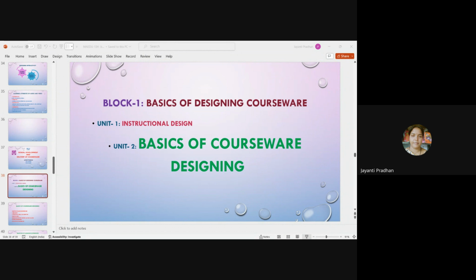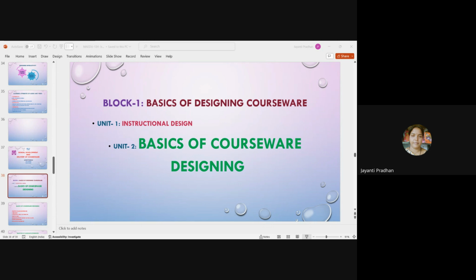In block 1, that is the basics of designing courseware, there are 2 units. One is instructional design, and the second is basics of courseware designing. In the first unit, we discussed what instructional design is, various models of instructional design, and the basics of designing courseware and its requirement, why we are going for designing courseware. In the first unit we covered instructional design, and in the second unit, we are going to discuss courseware designing.